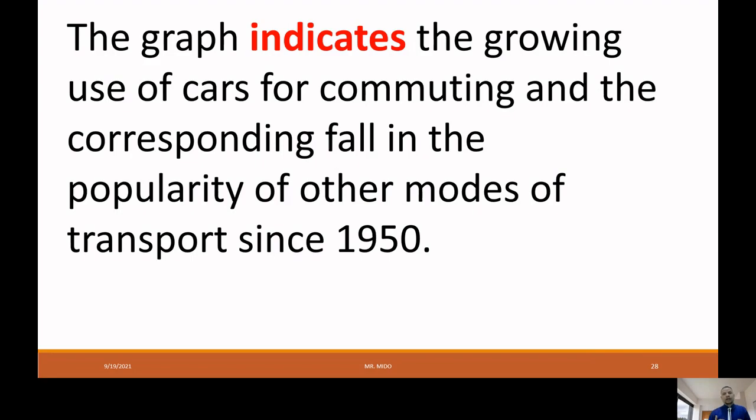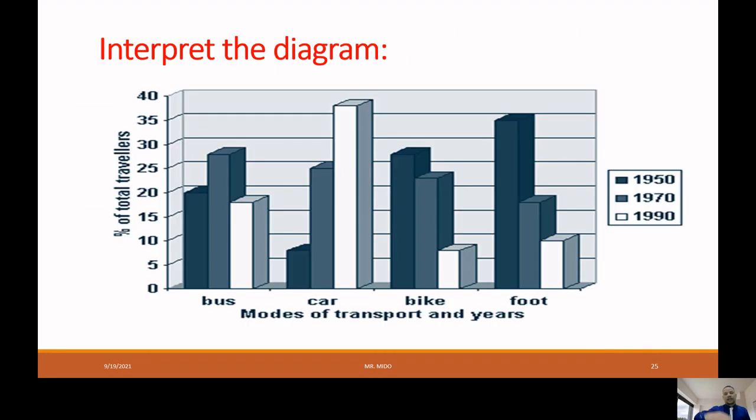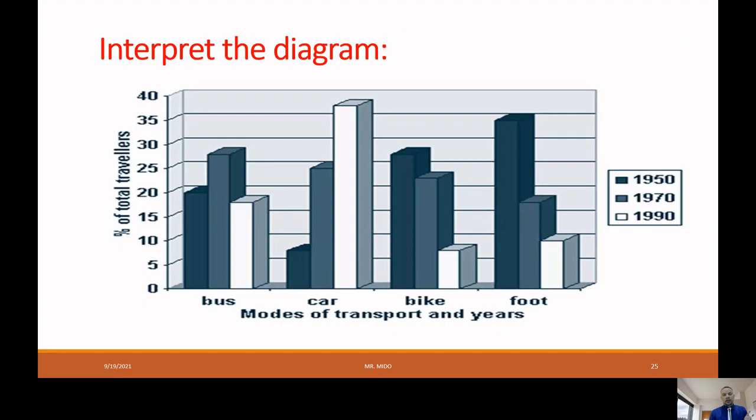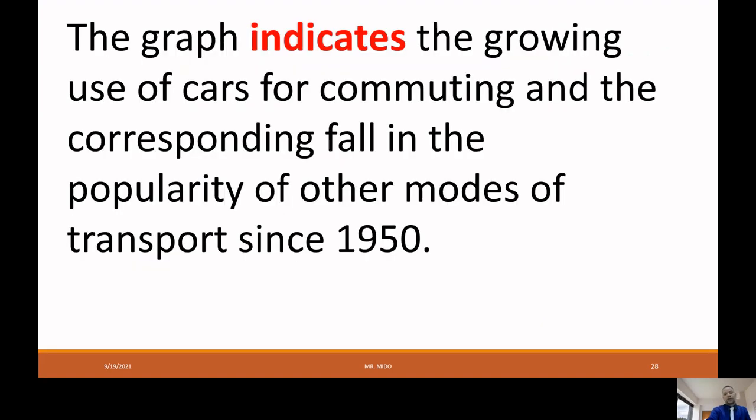Now a whole general paragraph, the overview, the second one. I would choose something that generalizes the graph. So the paragraph indicates, another verb, since I said represents. The second indicates the growing use of cars, because I saw cars. If you saw cars, you would see growing cars. So look at cars here, you see an increase in cars, the growing use for commuting, and the corresponding fall in the popularity of other modes of transport since 1950. So this is a generalization. Again, it's a comparison in general without mentioning details for cars, because it's the highest point, with the others from 1950 to the end of 1990. And yes, you can see that in general. So this is the overview for the whole paragraph.